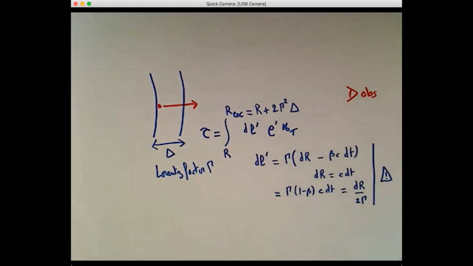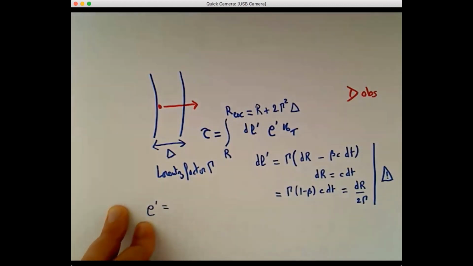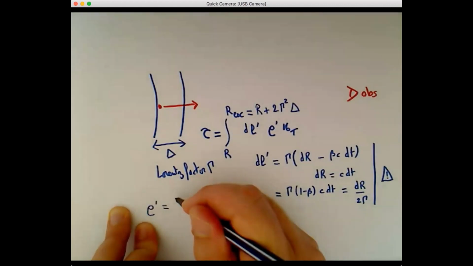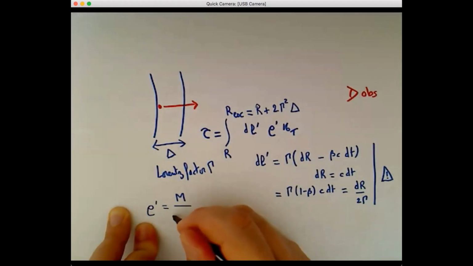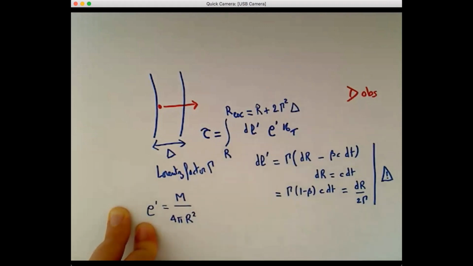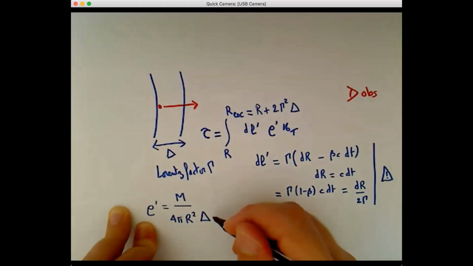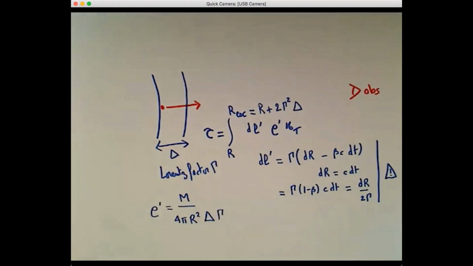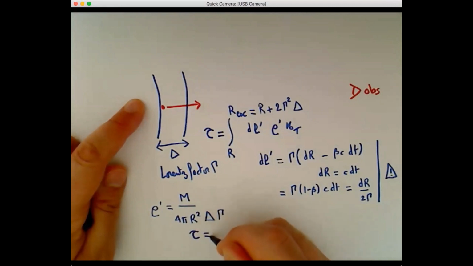Okay. Then it's easier to estimate the rest mass density in the comoving frame. If the shell has a mass m, this mass is included in a volume which is given by 4 pi r squared times delta, the width of the shell, but this would be the mass density in the lab frame, and I have to divide by gamma to go into the comoving frame. Okay, so you see that now I have everything to compute my optical depth.